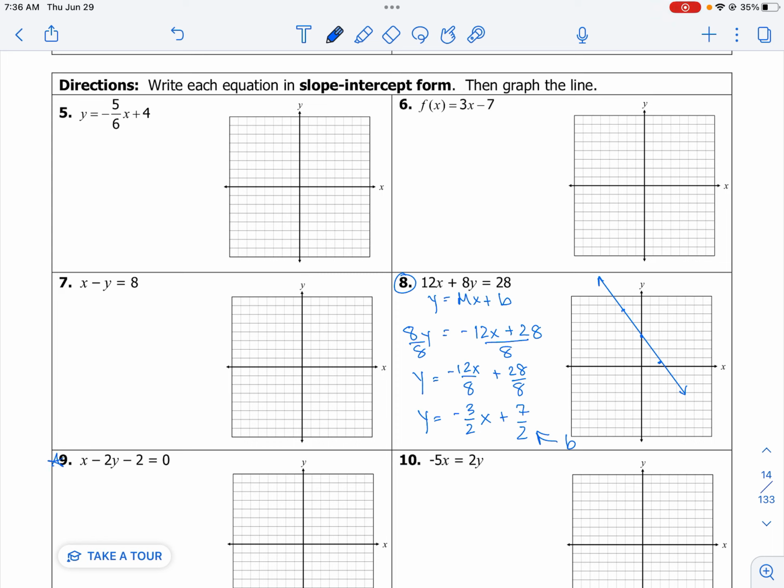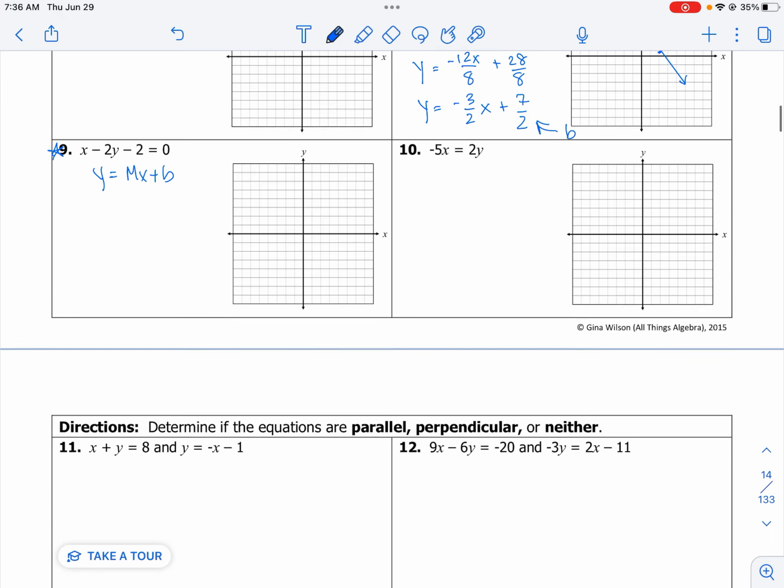Someone asked about number 9 as well, but in the interest of time, I will not do number 9. It's the same idea, just solving for y and getting that in slope-intercept form, being able to graph that.